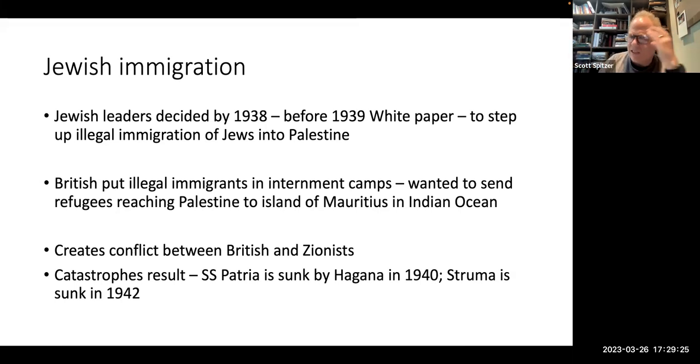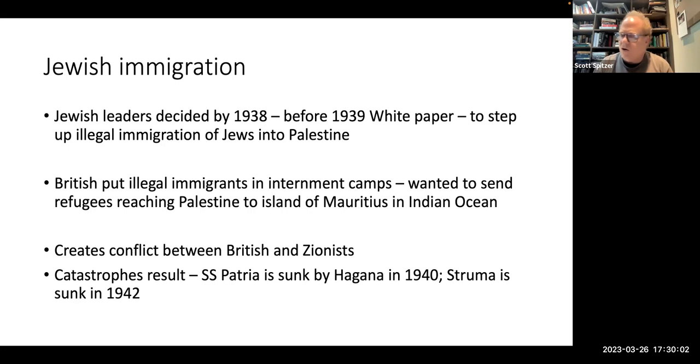And a couple of catastrophes result. In 1940, just to give you a sense of how chaotic things are becoming during this war, over 1,700 refugees from 2 ships were intercepted by the British naval patrols and transferred to another ship, the SS Patria, that's in the Haifa port. The idea was that it was going to go to Mauritius Island in the Indian Ocean.